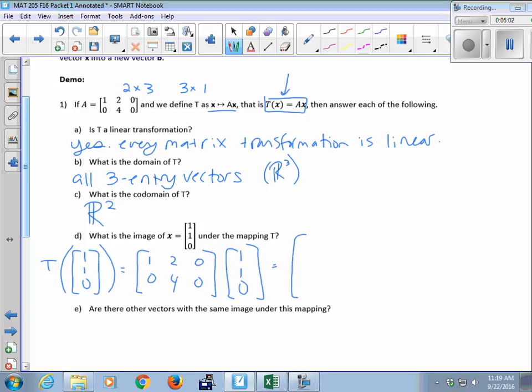So you're going to have 1 times 1 plus 2 times 1 plus 0 times 0. And then you go to your next row and multiply that times your vector. So you have 0 times 1 plus 4 times 1 plus 0 times 0. So this is my 2 by 1 vector, which we were expecting, a 2-entry vector. And I get 3, 4.